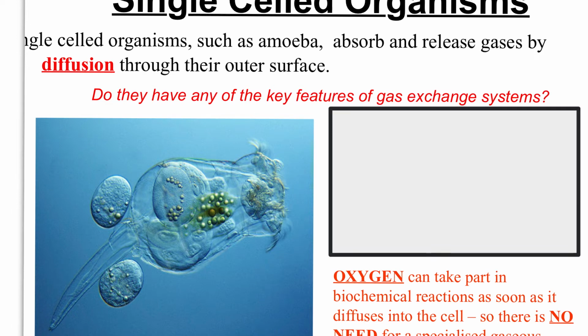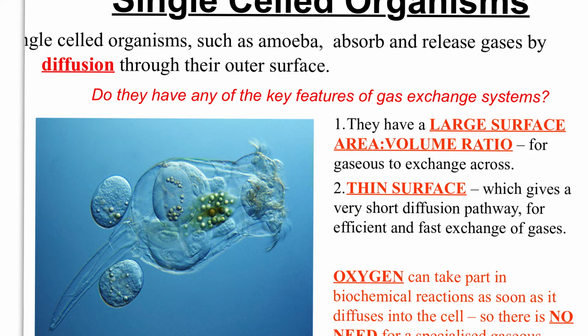Single-celled organisms are really amazing creatures. When we talk about single-celled organisms, we could be talking about bacteria, prokaryotes, we could be talking about protists, and we could be talking about single-celled fungi like yeast. So there are lots of different kingdoms that contain single-celled organisms. So there are many different examples of single-celled organisms, and they're utterly beautiful and massively diverse in their structure. And I highly recommend you just looking up some beautiful images of single-celled organisms. But these are able to absorb and release gases by diffusion, simple diffusion across their outer surface.